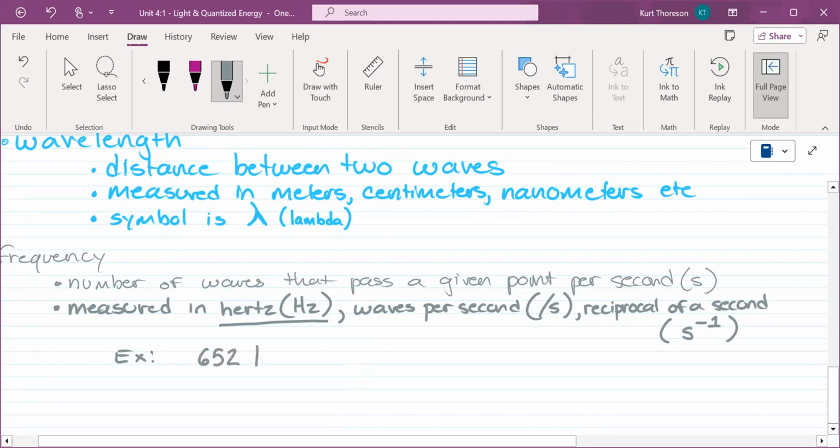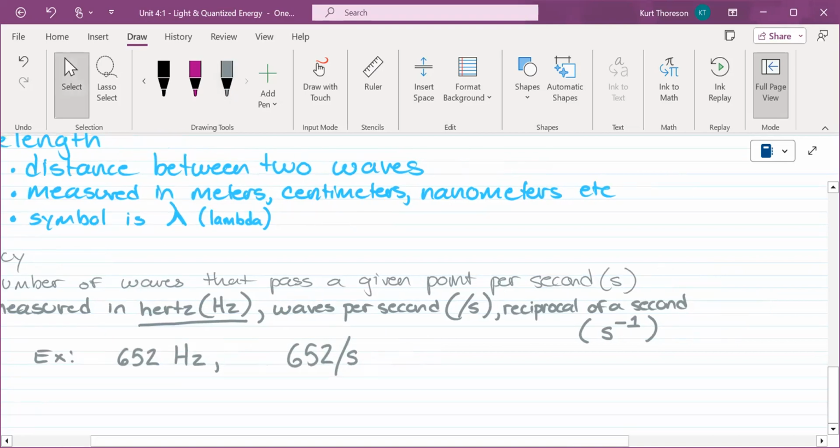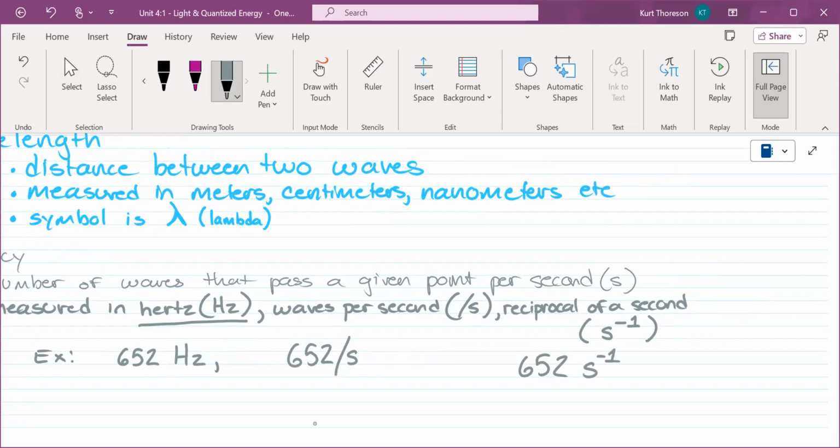You write 652 followed by HZ. And recall what I told you in Unit 1. When I capitalize, you capitalize. When I lowercase, you lowercase. There is a reason behind it. For waves per second, you would write 652 waves per second. You don't write waves, you just do the number per s, per second. And then this last one, the reciprocal of a second would be 652 s with the power -1.